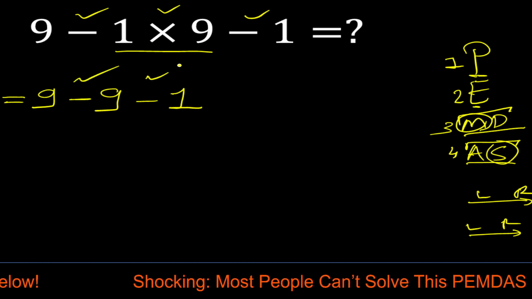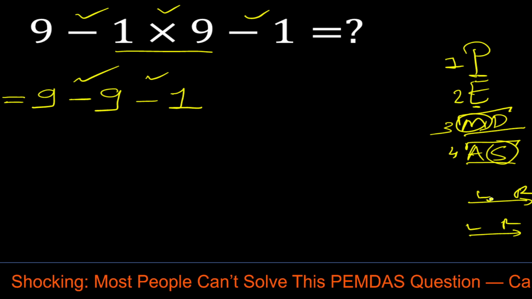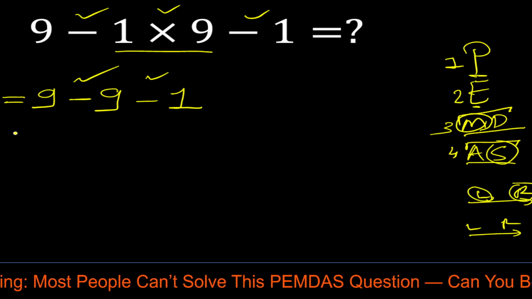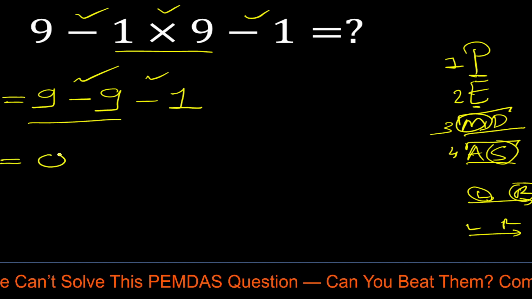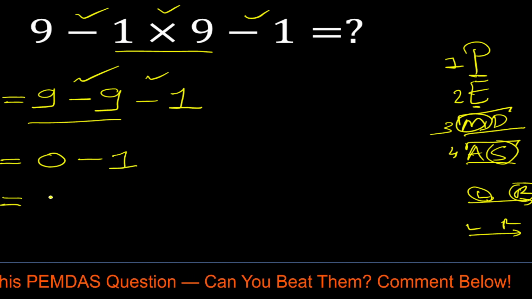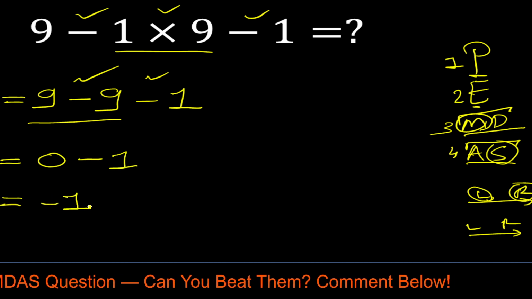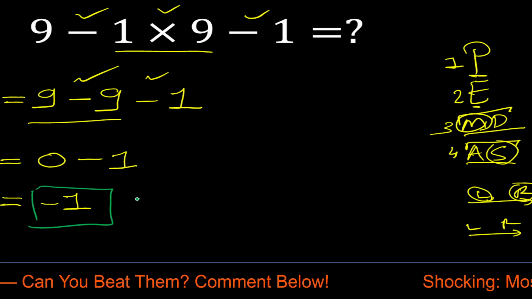Now here we have subtraction and here subtraction, and both have equal priority, so we have to solve it from left to right. So first we have to solve this subtraction. So 9 minus 9 is equal to 0 minus 1. So 0 minus 1 is equal to minus 1, right? So the correct answer is minus 1.